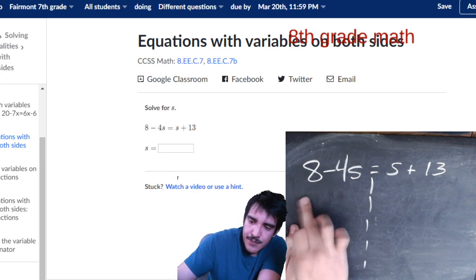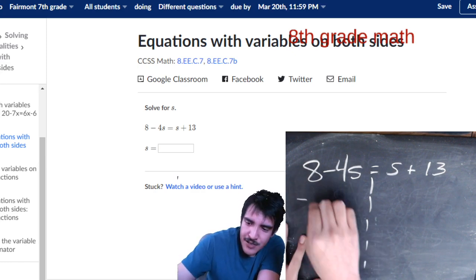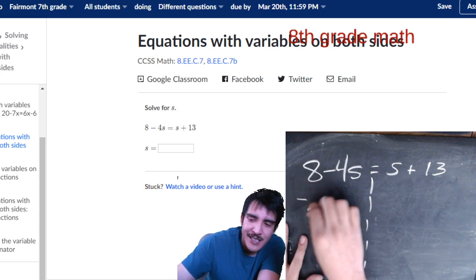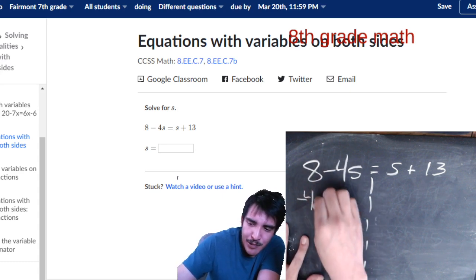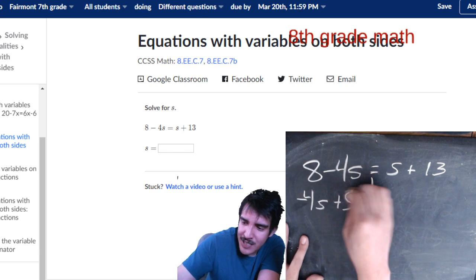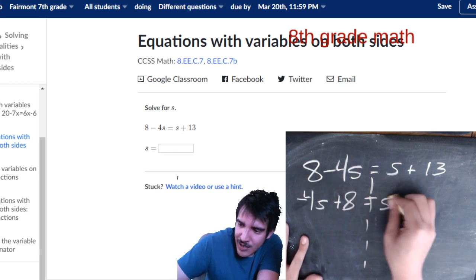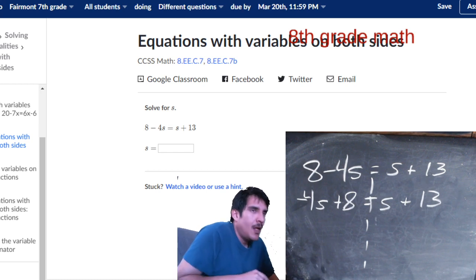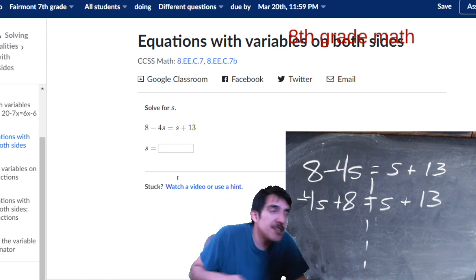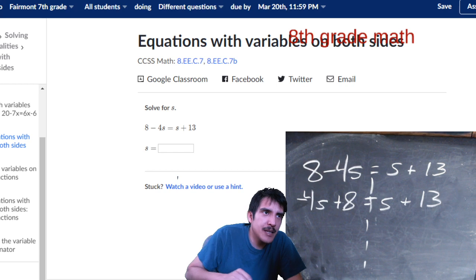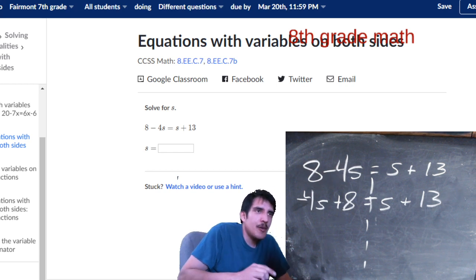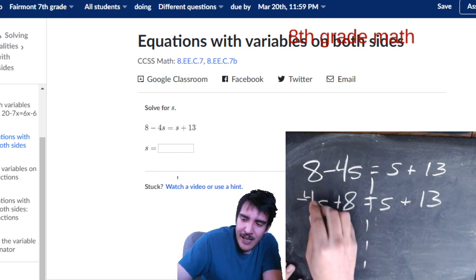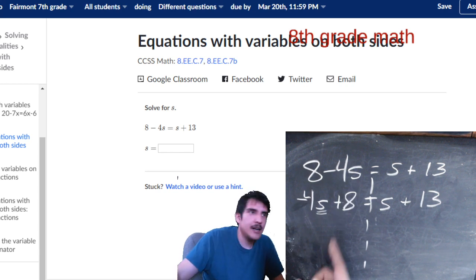Actually, you know what? Yeah. Our next step is to... You see this minus 4s? I always like to have the variable first. So if you would please rewrite the first side like this so that it's kind of like the second side, that would be great. Okay? So, which s... We want to isolate the variable. We want to get s by itself.